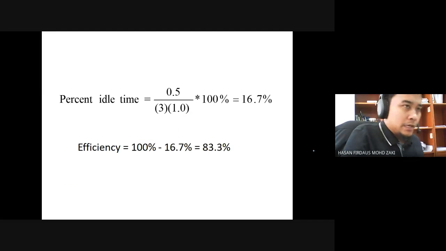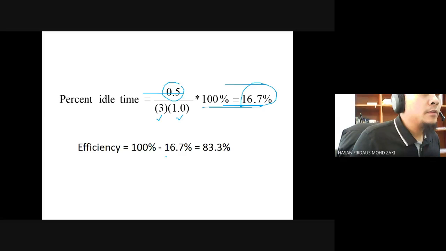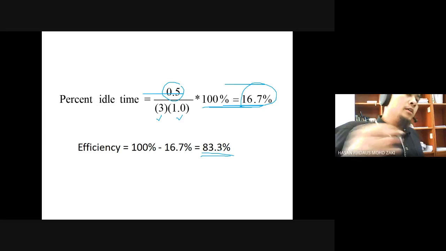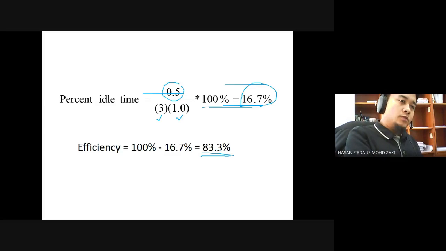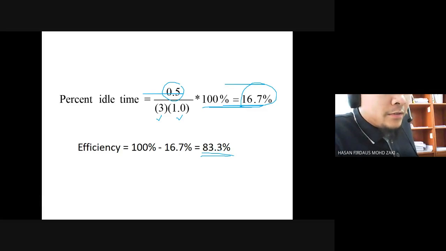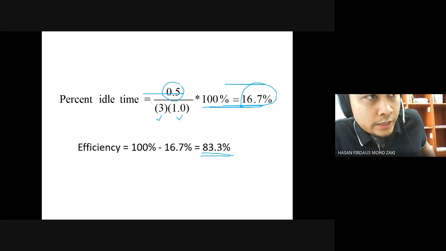So you just plug in the values, right? The total idle time was 0.5, divided by the number of workstations, which is 3, times the cycle time. Multiply by 100, and you get your percent idle time. And then to calculate the efficiency, you just subtract that from 100. This is your efficiency of line balancing, which is 83.3%, right? This of course depends on your boss, what efficiency he wants. If he needs at least 90%, then you need to recalculate and maybe use another heuristic to adjust the efficiency.